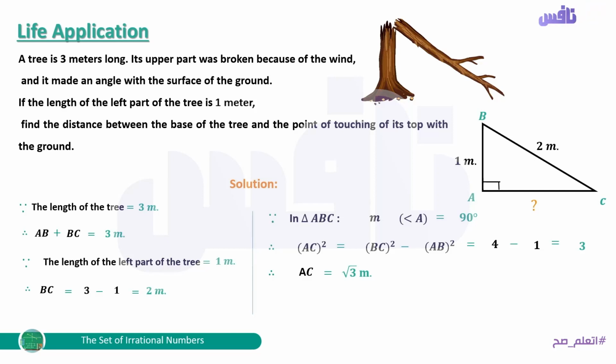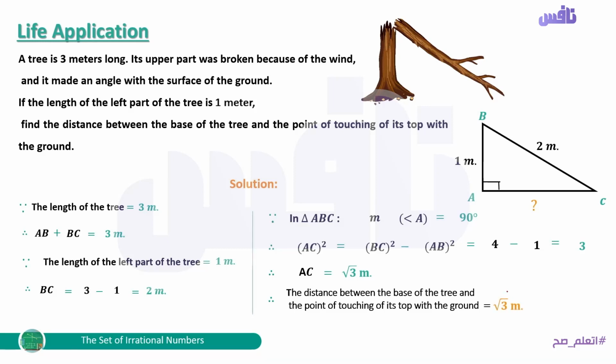Okay, let's go back to our problem. So the required, which is the length of AC, equals root 3 meters. Therefore the distance between the base of the tree, this, and the point of touching of its top with the ground, which is this, equals root 3 meters.